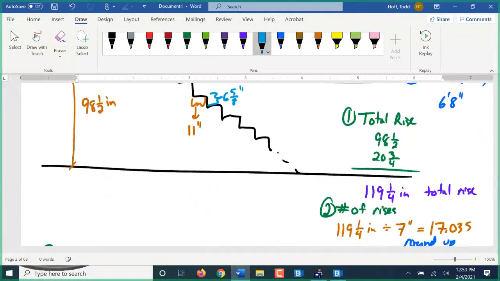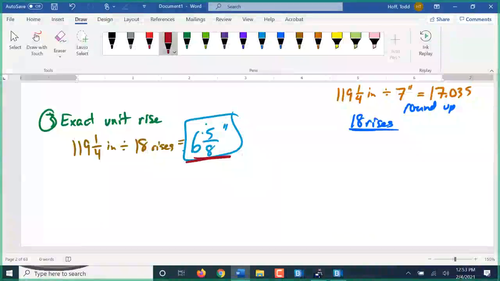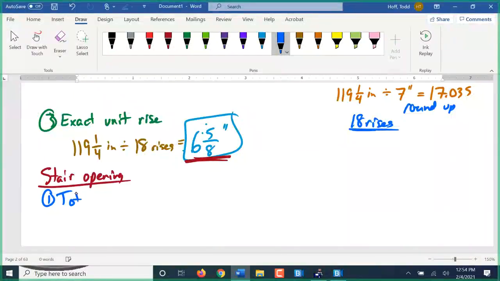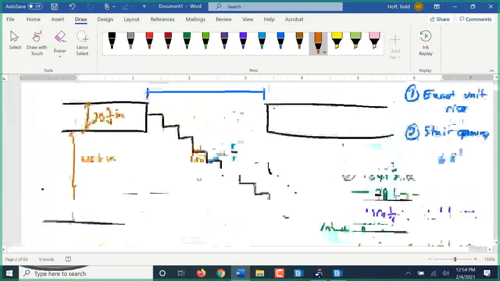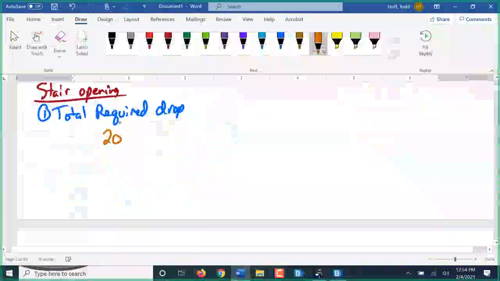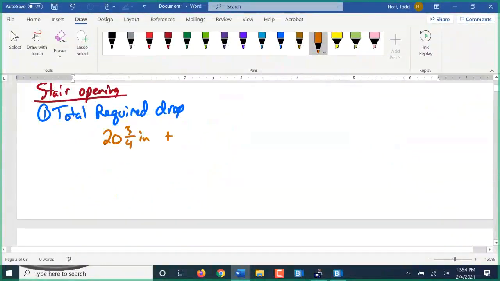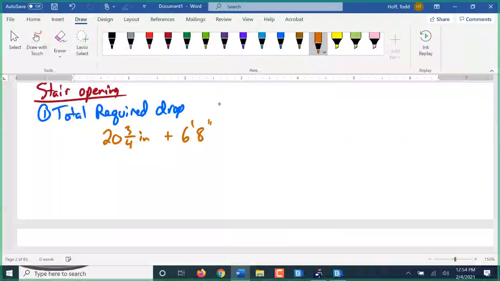For a stair opening then, that's our first thing that we need. For stair opening, we first need to find the total required drop. Remember, that is just our floor thickness, in this case the 20 3/4 inch, plus our head clearance of 6'8". We're going to convert that 6'8" into 80 inches. So this ends up being 100 3/4 inches is our required drop.